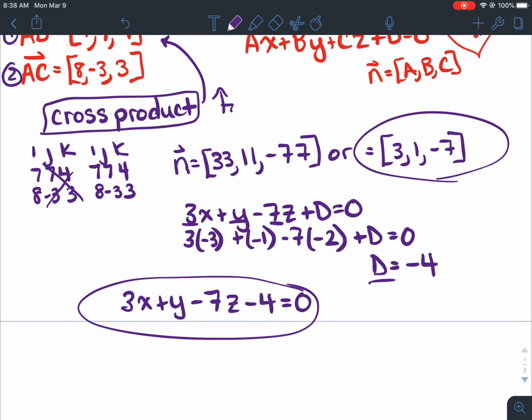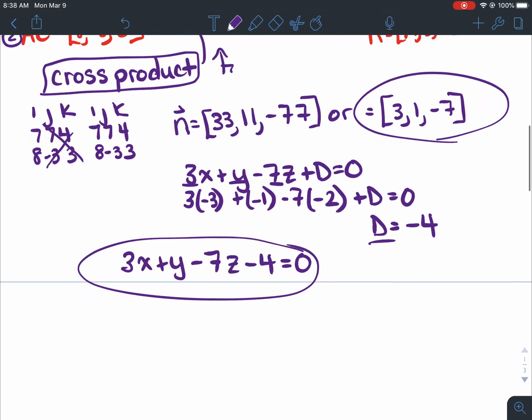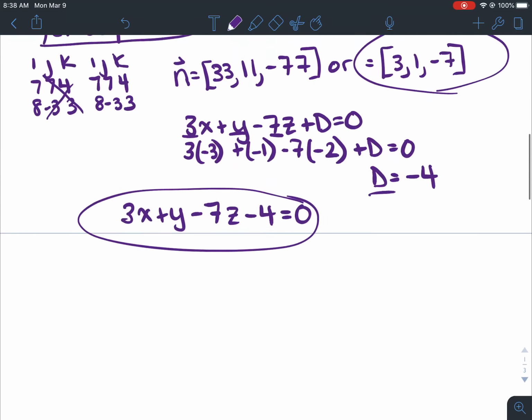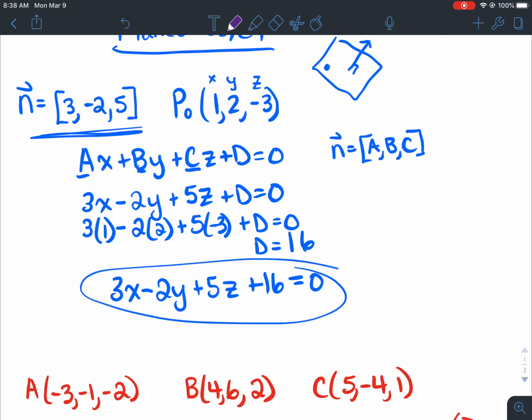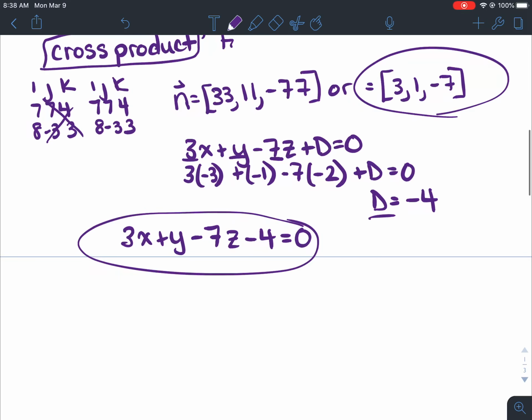Awesome. What else was I gonna say about planes? I think that's it. So at this point, we should be able to go from scalar to vector to parametric in all different ways.